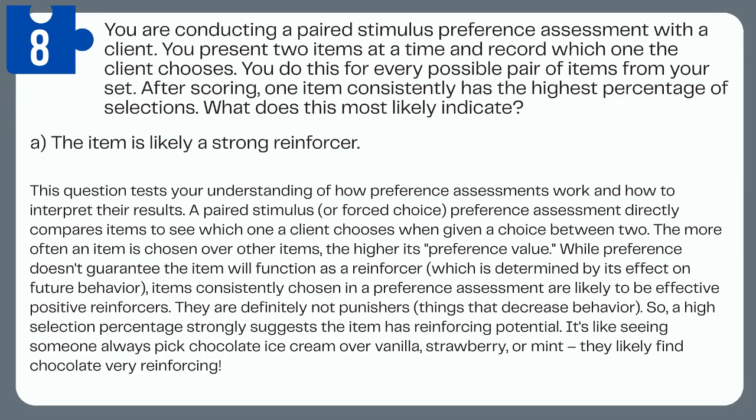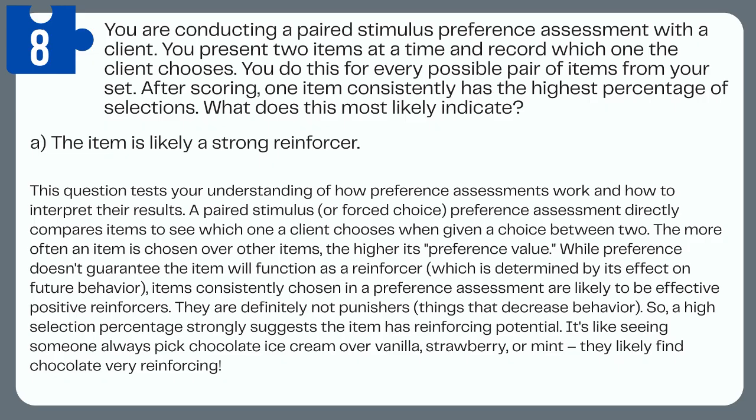Answer A. The item is likely a strong reinforcer. This question tests your understanding of how preference assessments work and how to interpret their results. A paired stimulus, or forced choice, preference assessment directly compares items to see which one a client chooses when given a choice between 2. The more often an item is chosen over other items, the higher its preference value.